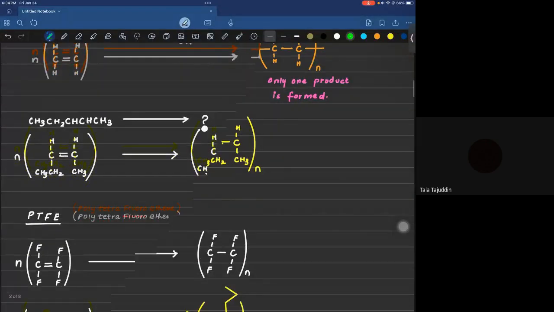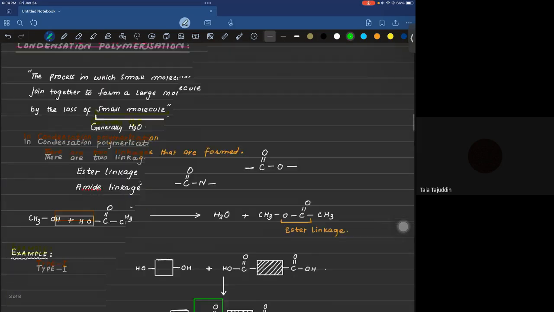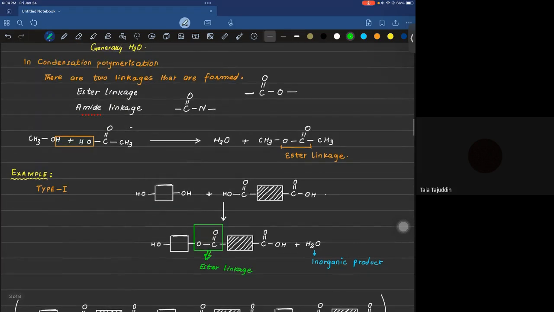So, like I told you, addition polymer, and then for condensation polymer, we have learned there are two types of linkages that are formed as a result of condensation polymer: ester linkage and then amide linkage. So today we are going to discuss the different examples of polyesters, in which you would see ester linkage, and polyamides, in which you would see amide linkage.